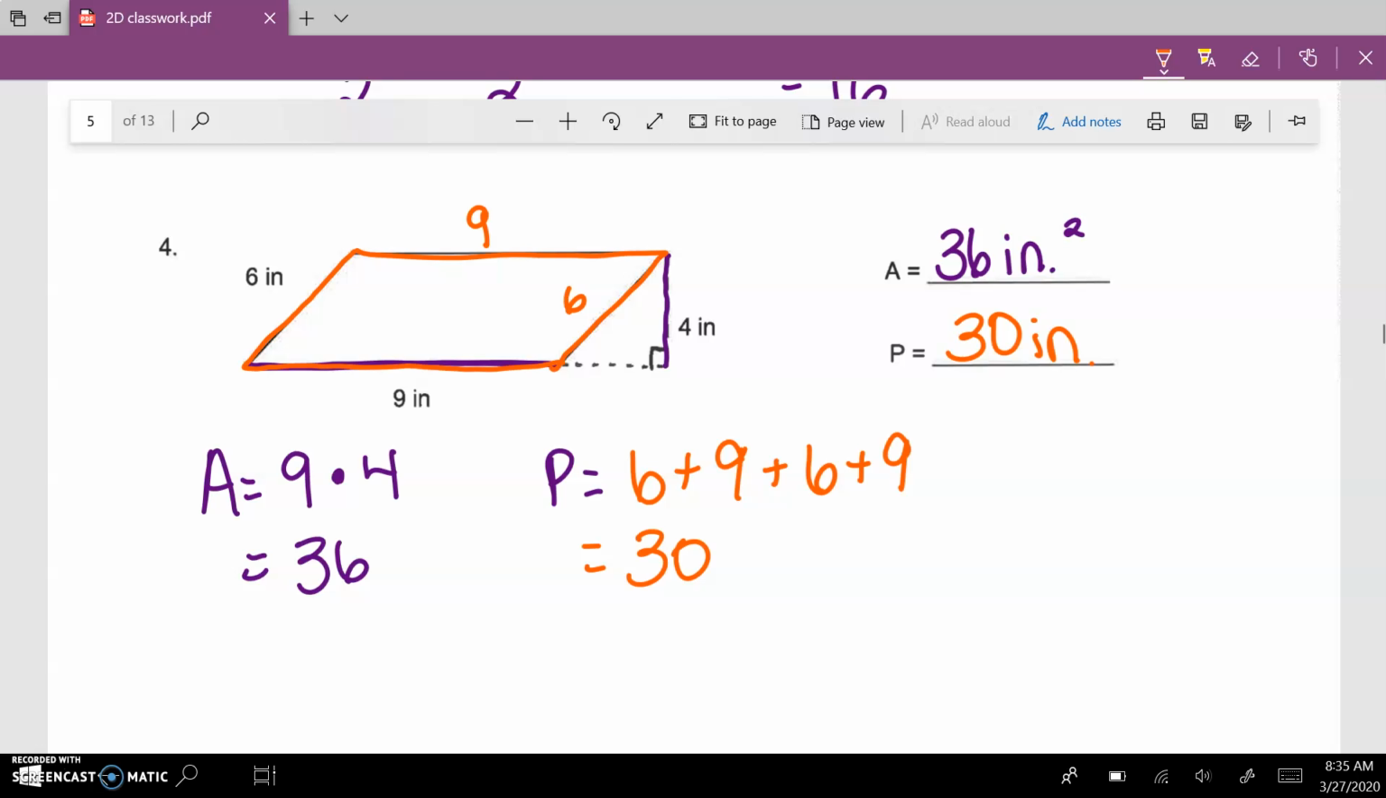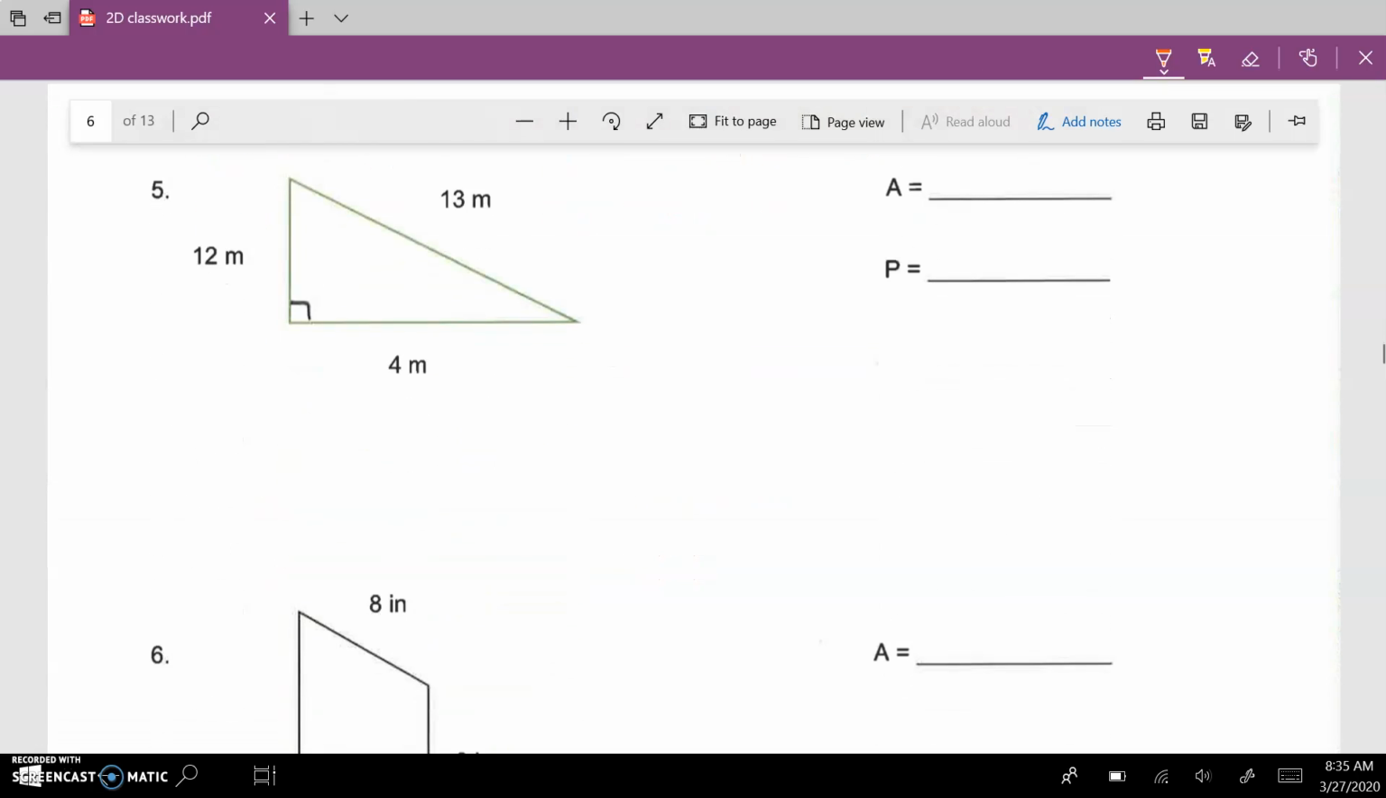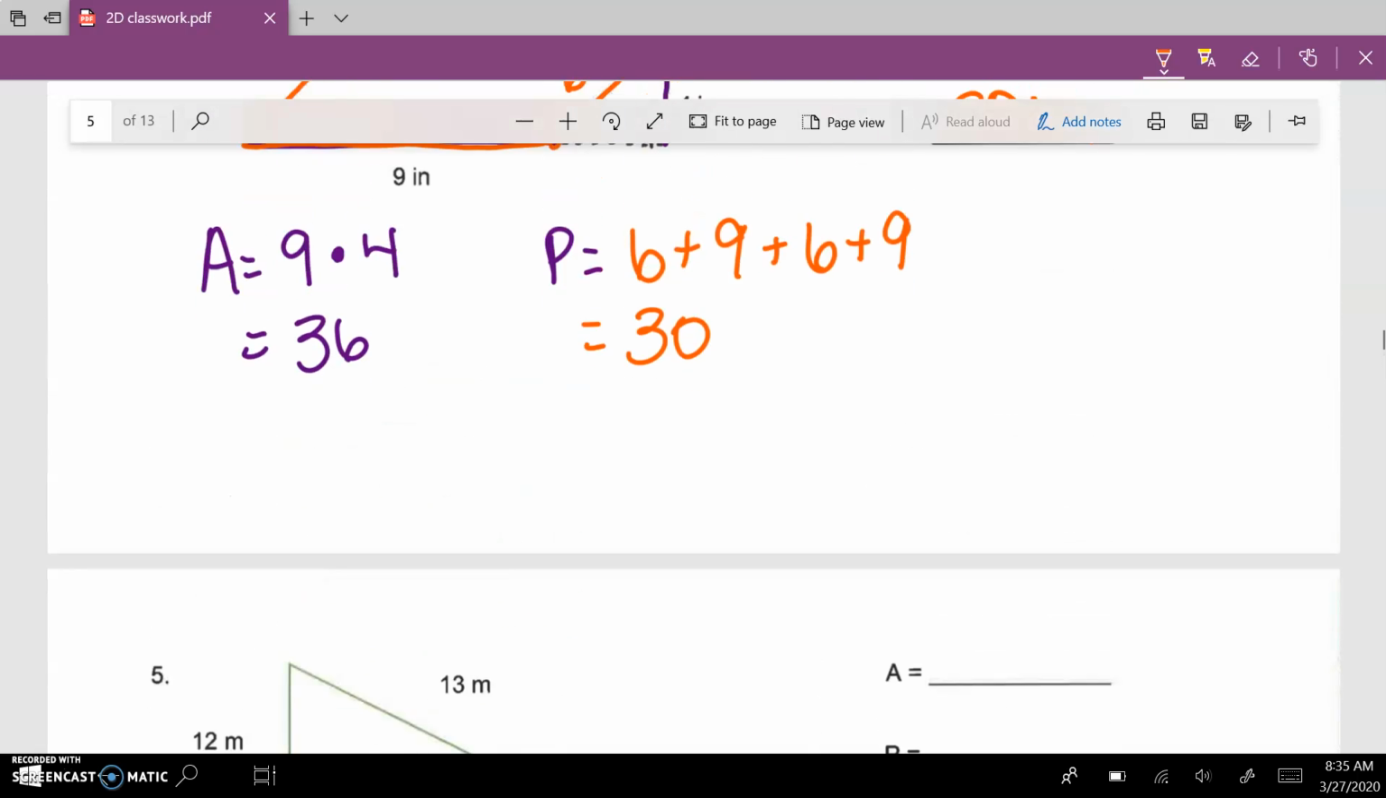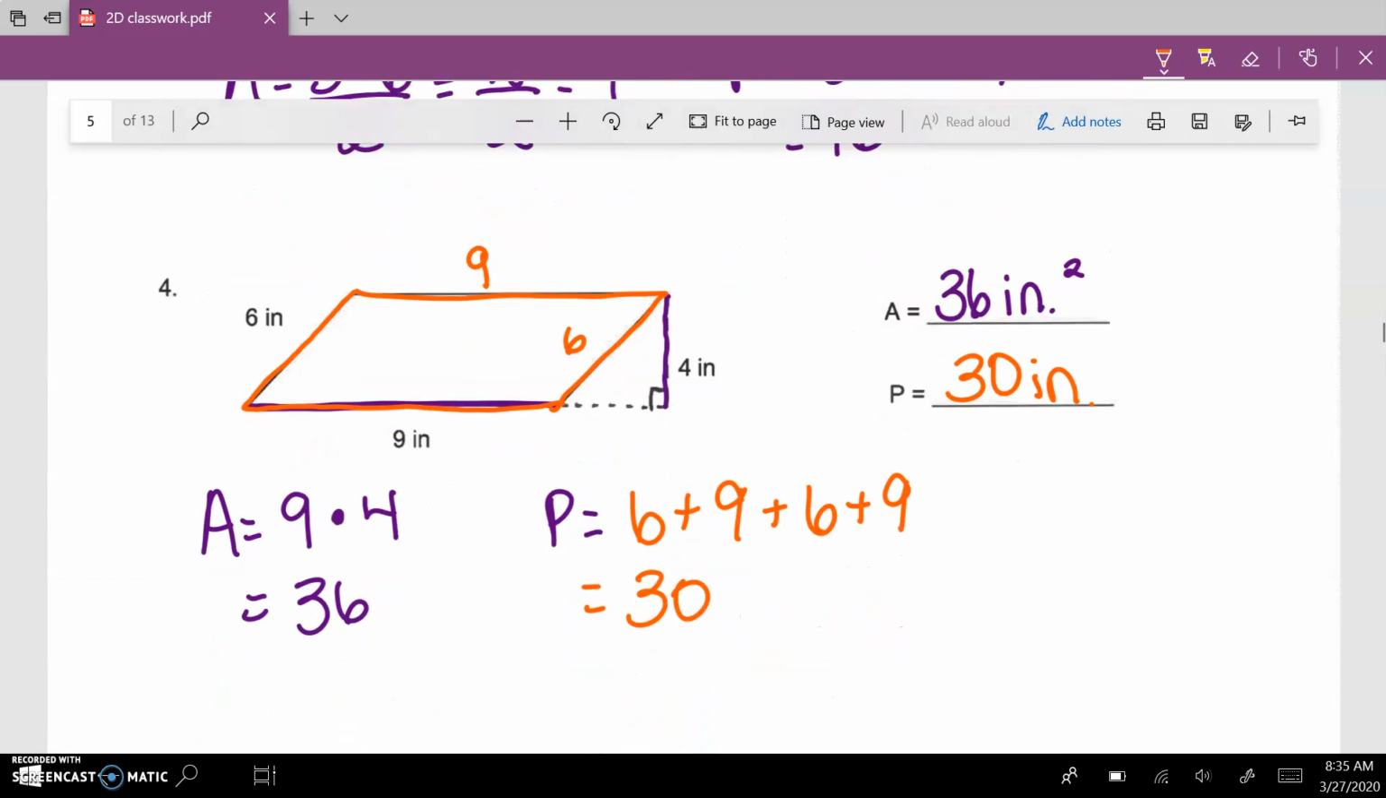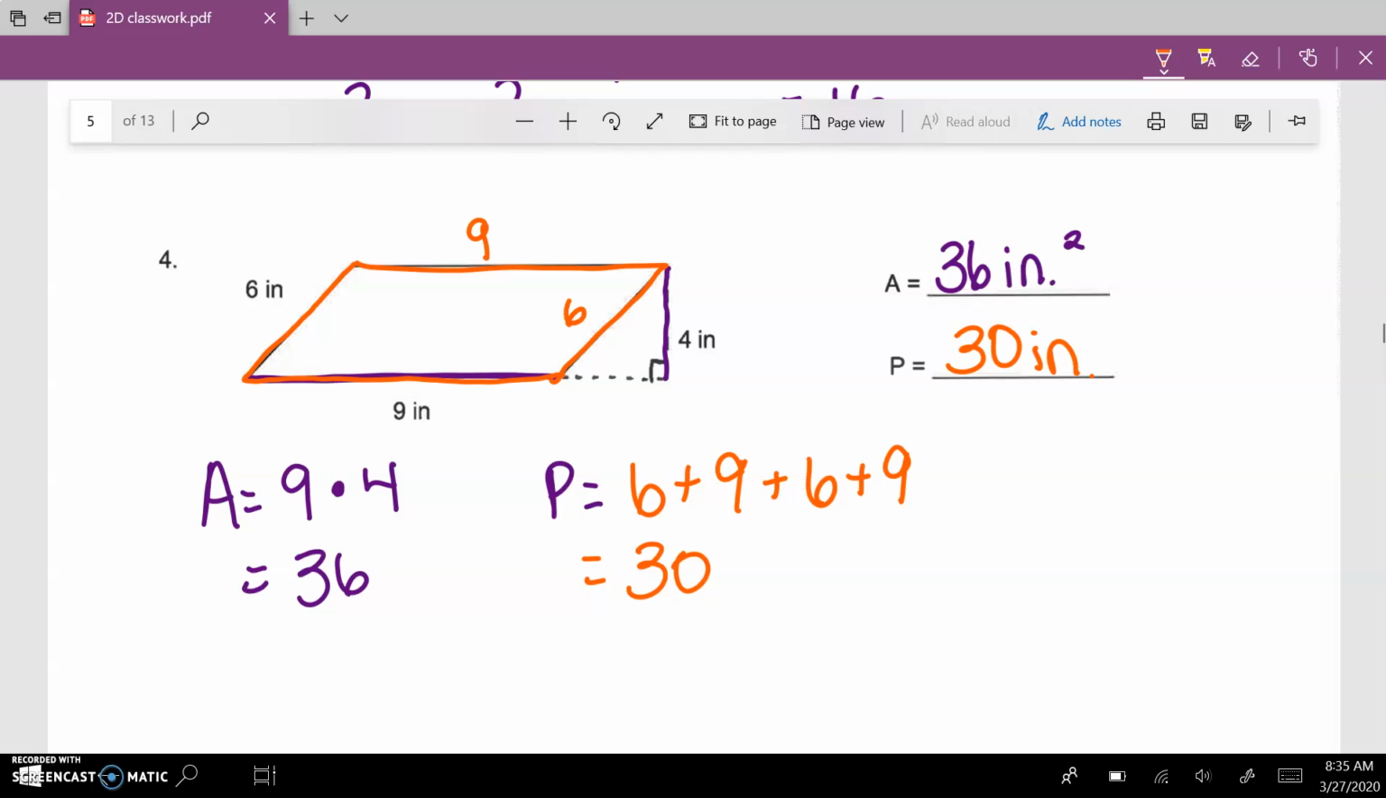Okay, so I want you to continue on. I want you to try the next page now that you've got an example of each, and finish that first page that we started all together, and that's what you're going to work on today.